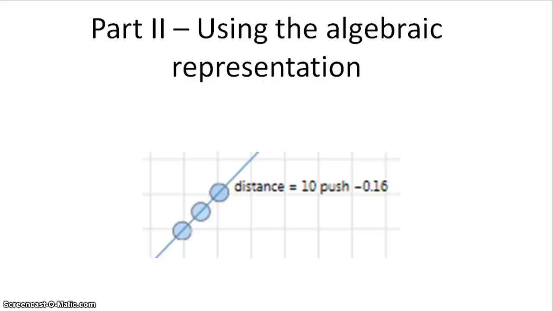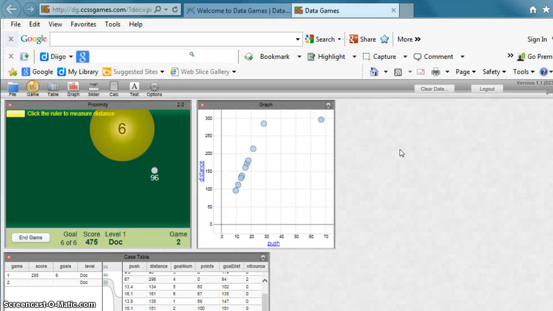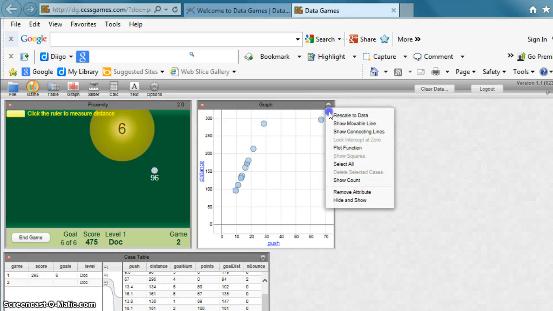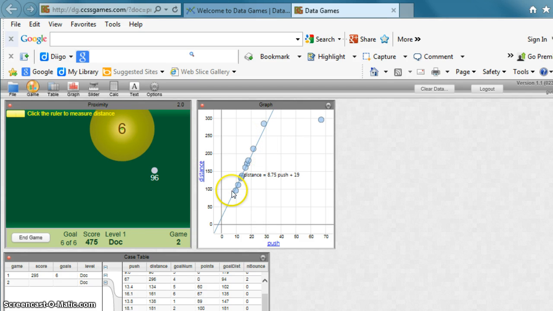But if you still didn't open the Sneezy level, don't despair. The algebraic representation can help determine the push prediction. To get a line and an algebraic representation on the graph, click on the gear in the upper right-hand corner. Pull down to the second item that says Show Movable Line. The line will appear. You can click on the line and drag it, and the algebraic equation will change accordingly. Place the line as best you can to fit the data.